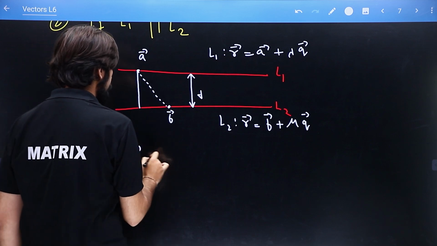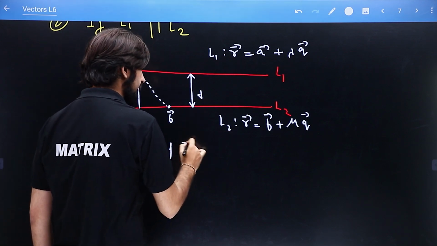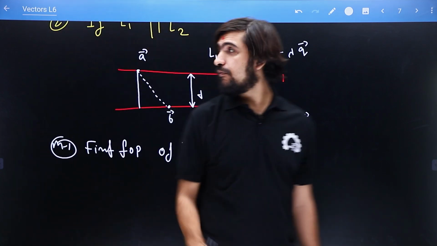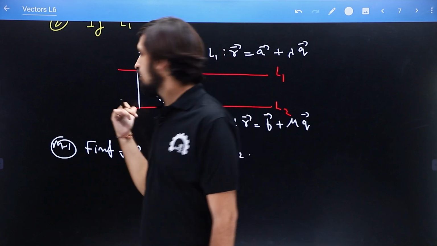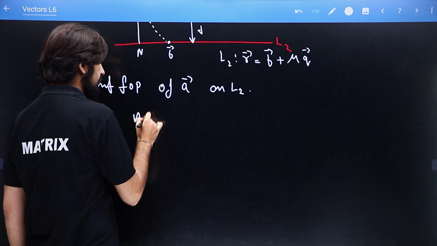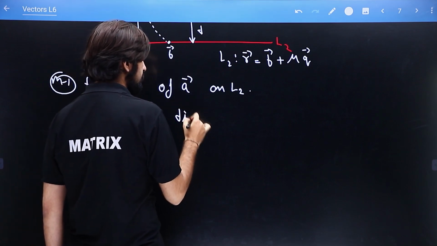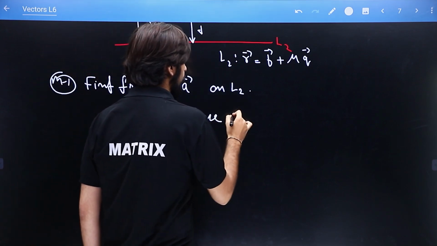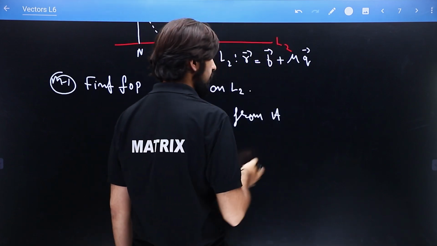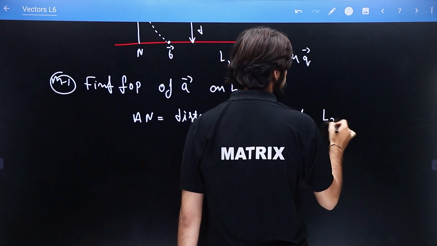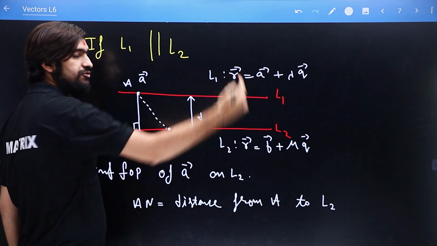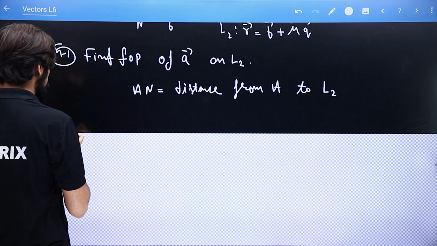Find the foot of perpendicular of vector A on L2. As soon as you can find the foot of perpendicular of vector A on L2, you can directly find the distance. How? Let's say this is your A and this is your N. Then AN will be the distance from A to the line L2. And because both lines are parallel, this will be the perpendicular distance. So the distance will be constant.